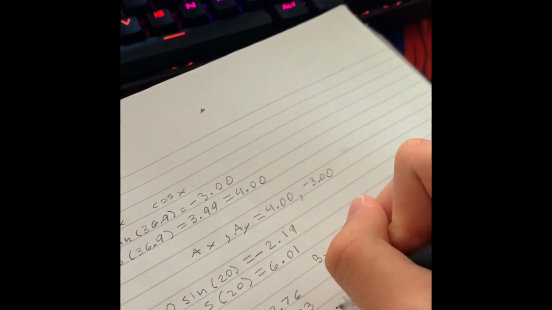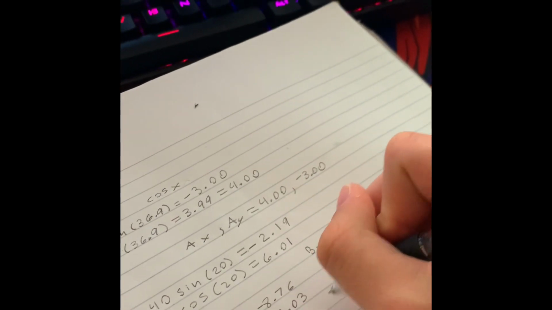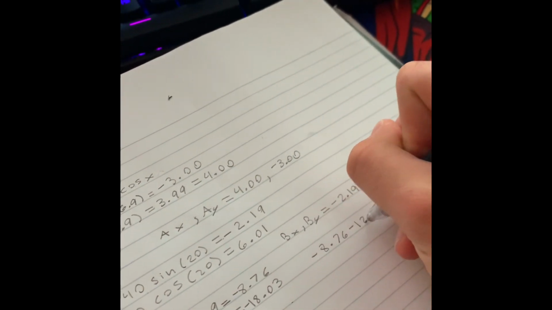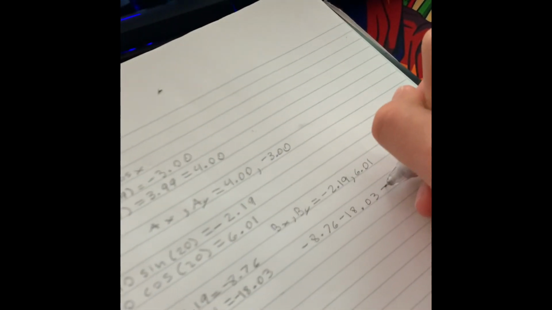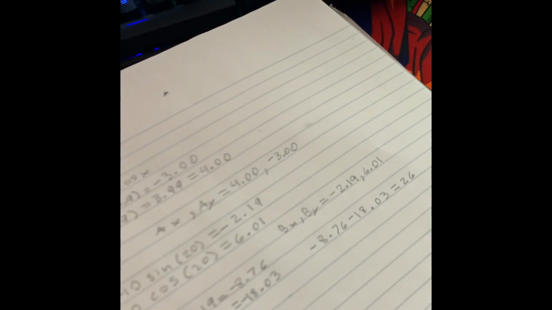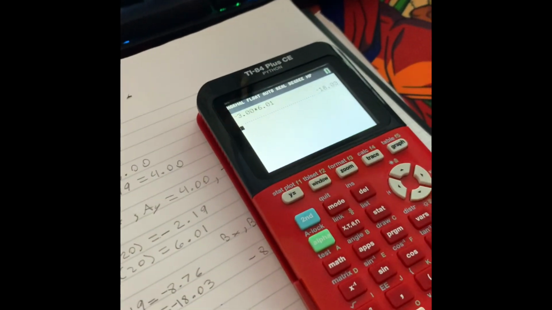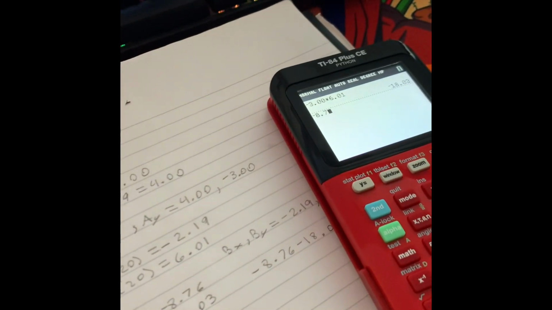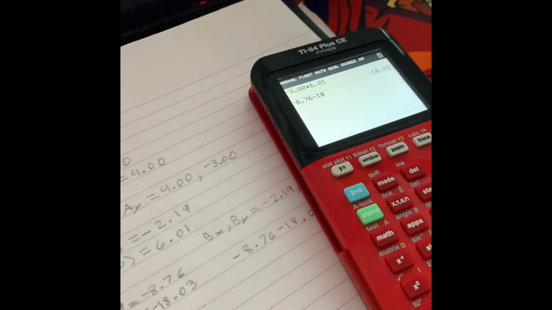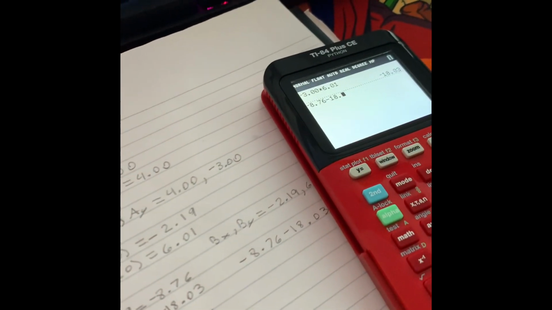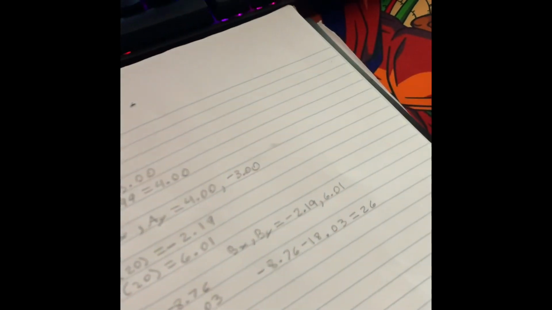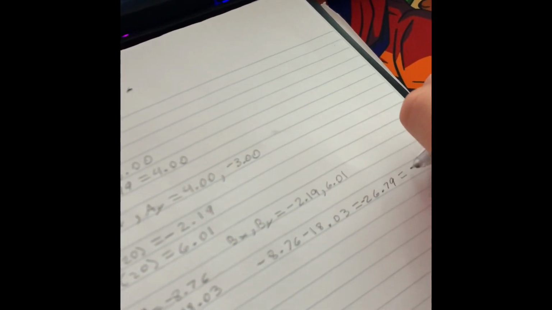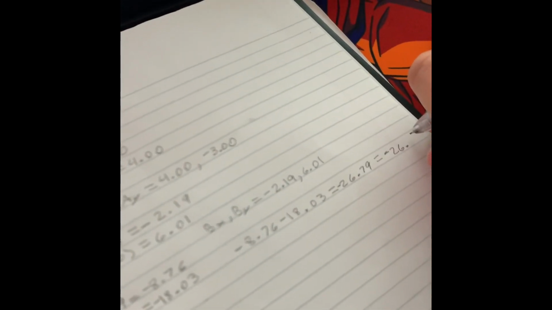Then if we add those two together, negative 8.76 minus 18.03 is going to give us negative 26.79, which we can round up to negative 26.8.